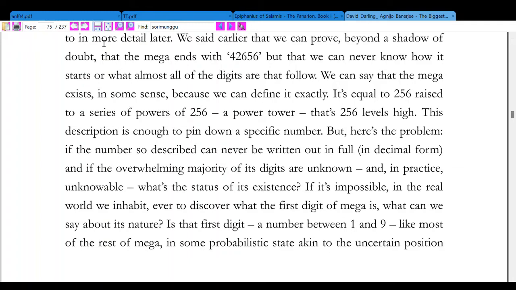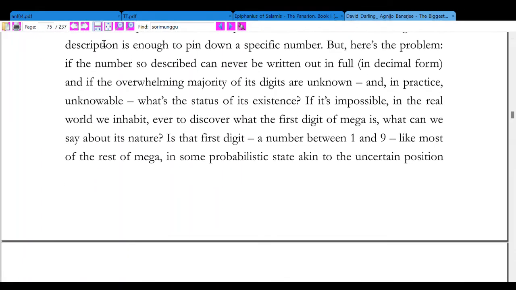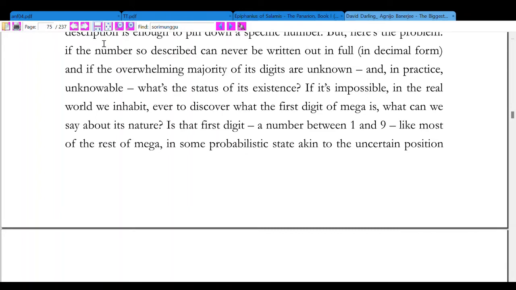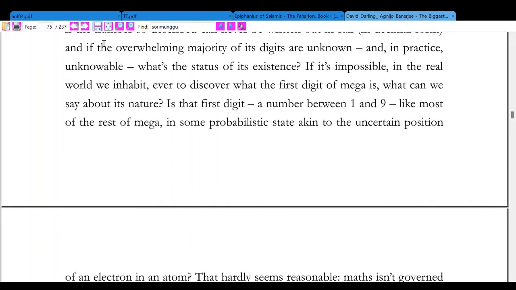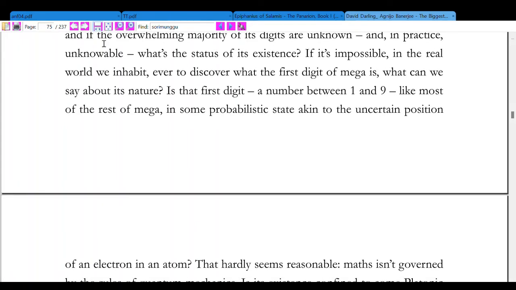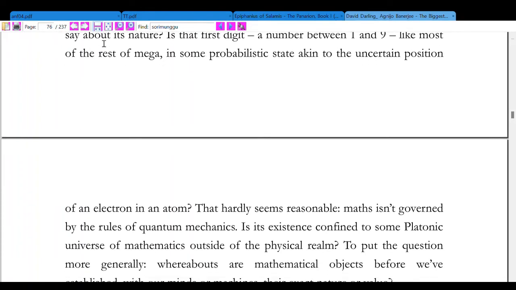This description is enough to pin down a specific number, but here's the problem. If the number so described can never be written out in full in decimal form, and if the overwhelming majority of digits are unknown and in practice unknowable, what's the status of its existence? If it's impossible in the real world we inhabit ever to discover what the first digit of mega is, what can we say about its nature? Is that first digit a number between 1 and 9, like most of the rest of mega, in some probabilistic state akin to the uncertain position of an electron in an atom?